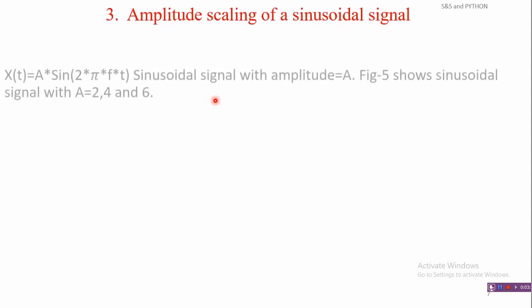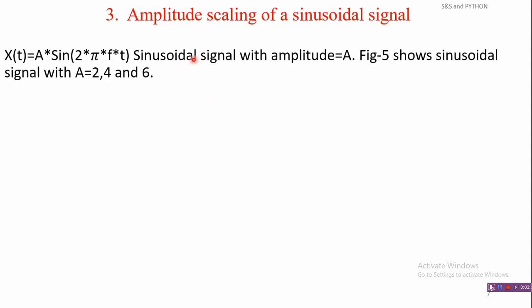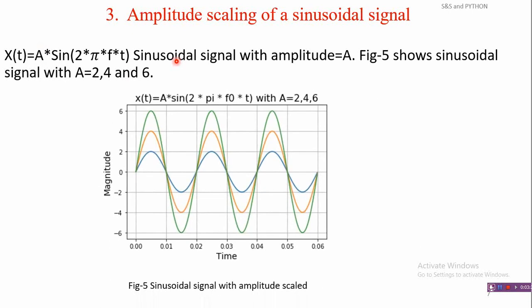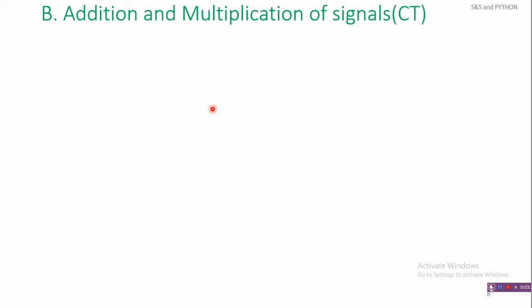If it is a sinusoidal signal, here I have considered an example of A sine(2 pi f t). For three amplitude values of A, 2, 4 and 6, the signal looks like this. The below one is for amplitude 2, this is for amplitude 4 and this is for 6. In all these cases, we have seen that the time is not changed, only the magnitude changes.